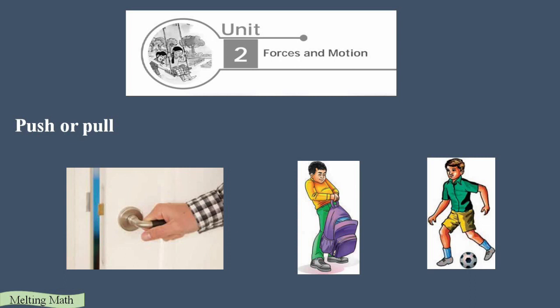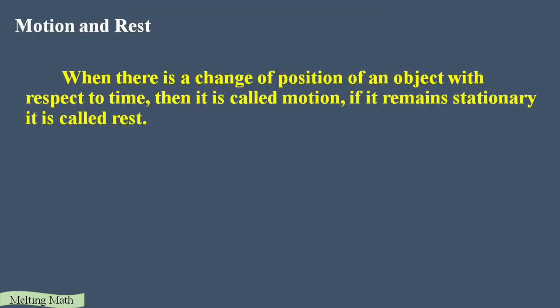So the second one, motion and rest. These two are a reversible process. Motion will occur after rest, and rest will occur after motion. Here, when there is a change of position of an object with respect to time, then it is called motion. If it remains stationary, then it's called rest. Stationary means it's rest only. Stationary means it remains at rest.